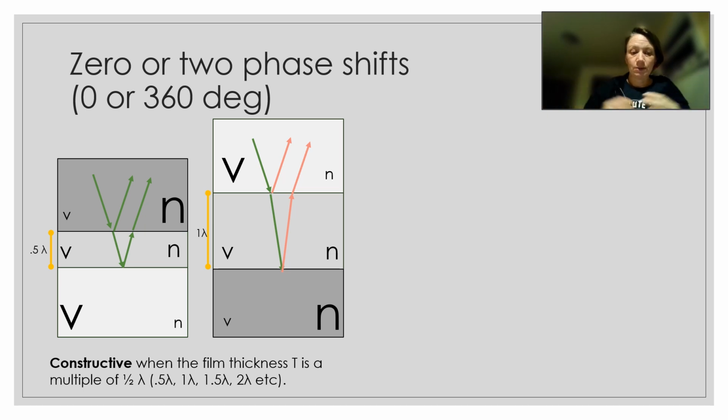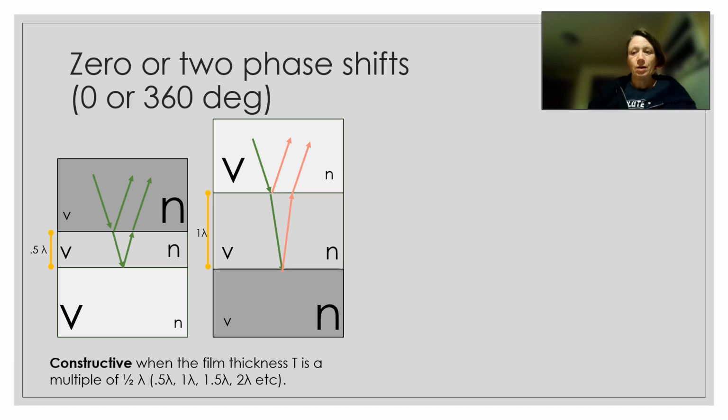We never invert. So in the drawing on the left, you can see the green waves are basically upright waves. We have an upright reflection off the top boundary. We have an upright transmission that goes into the second medium. We have an upright reflection off the second boundary, and then we continue upright. So these two waves match the phase that they came in with, and they match each other.